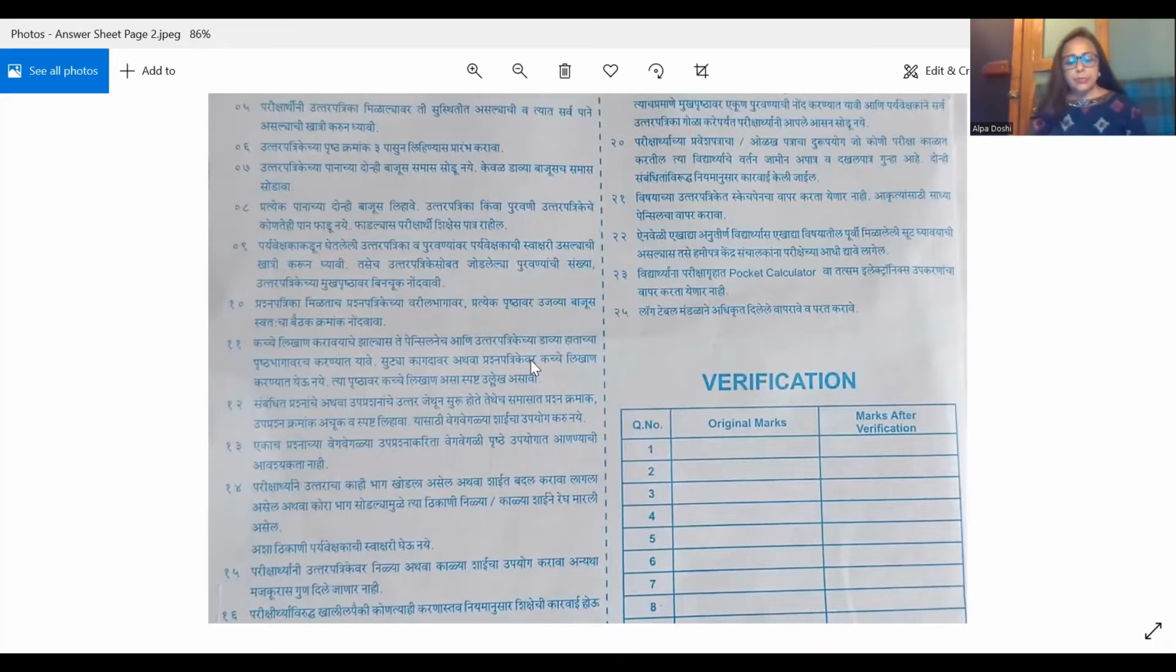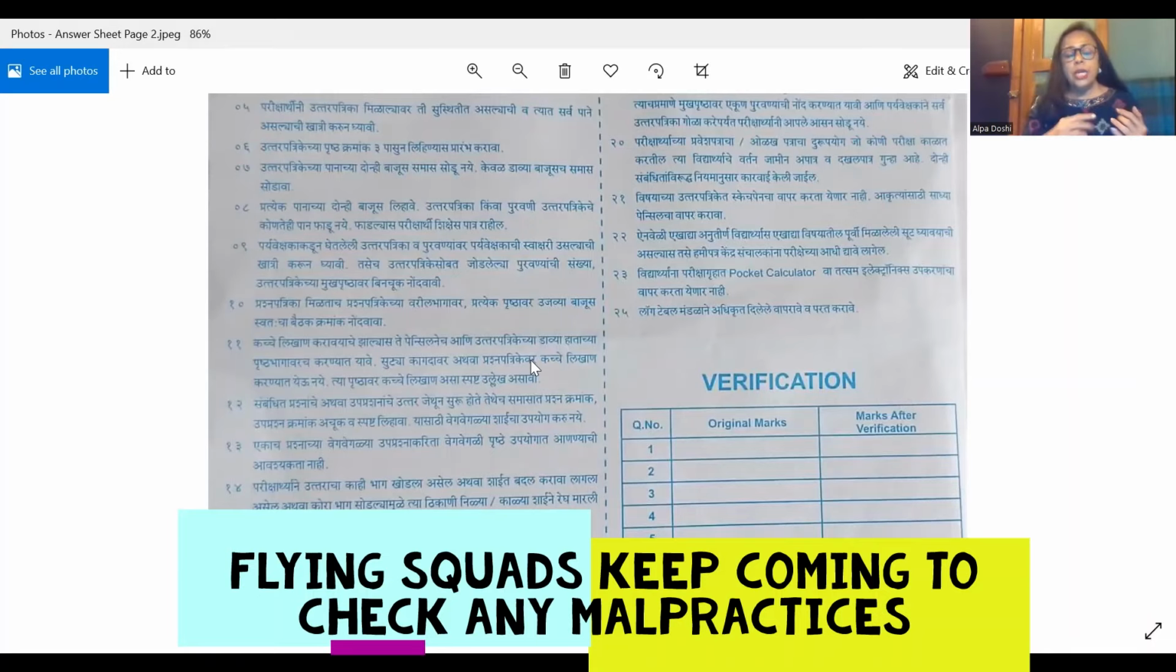Then again, if you will see item number 16, there is a warning given to the students. Any kind of written material that you have with you, any kind of communication, not just verbal, even if by actions, or if you're taking down anybody's answer sheet, you're exchanging with somebody, all of these are absolute offenses and you can be completely punished for this. There is a lot of action taken, so do not try any kind of stunts.